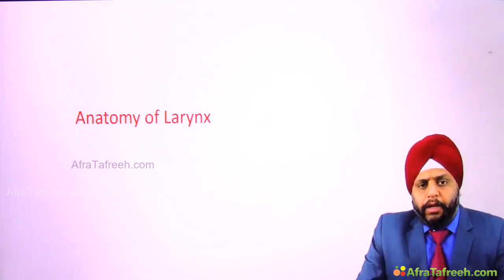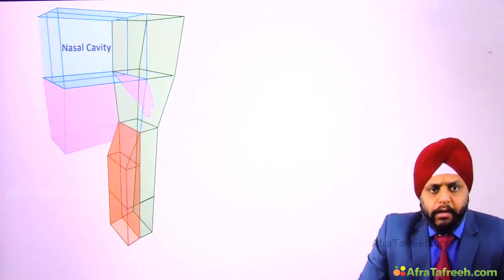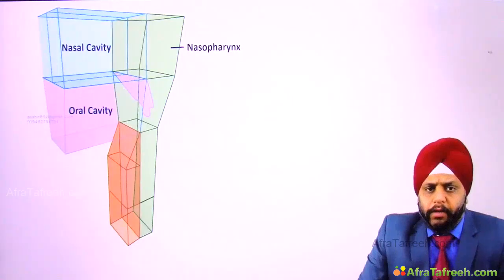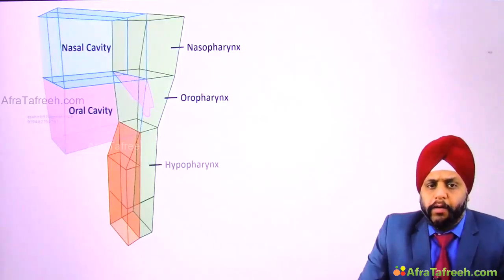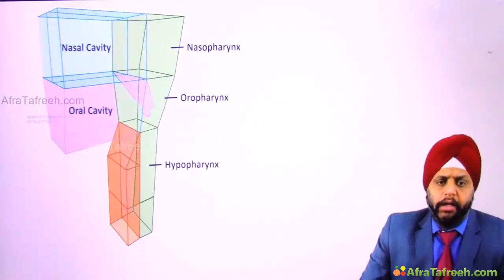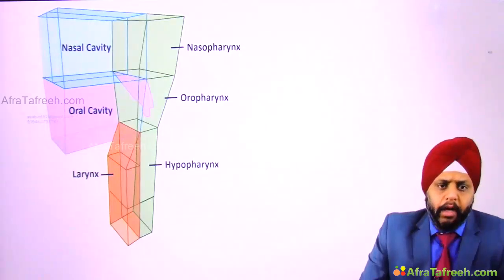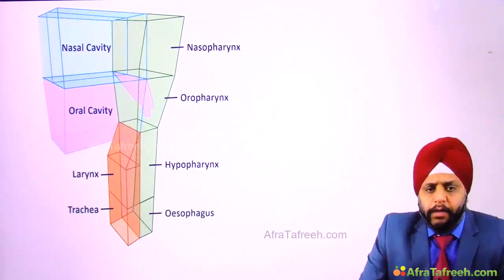Alright, so let's start with the topic anatomy of larynx and let's come to this diagram first. So what is this diagram? We can see over here the nasal cavities. There are two nasal cavities. Below the nasal cavity we have the oral cavity. Now we know behind the nasal cavity we have the nasopharynx. Behind the oral cavity we have the oropharynx, and below this oropharynx we have the hypopharynx. Now anterior to the hypopharynx we have the larynx, the voice box. And below the larynx we have the trachea. Also below the hypopharynx we have the esophagus.